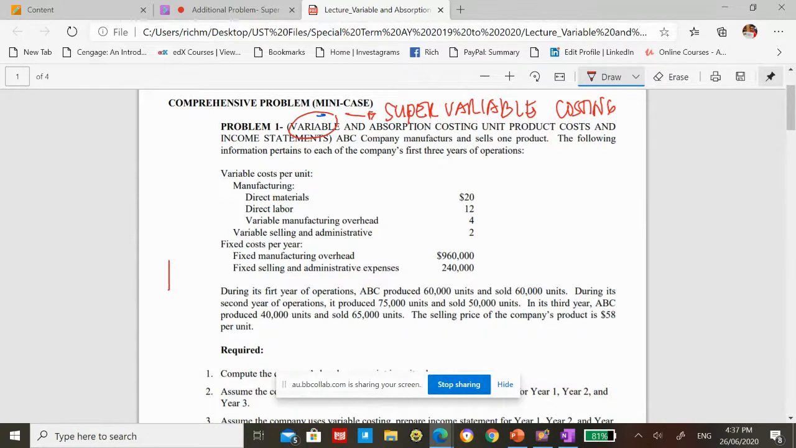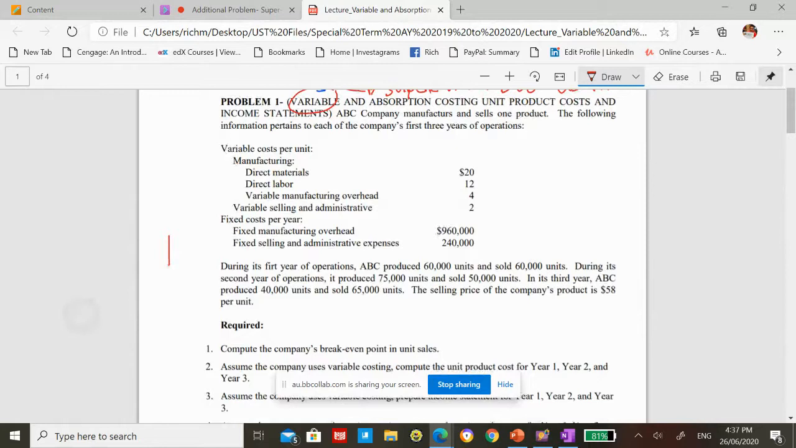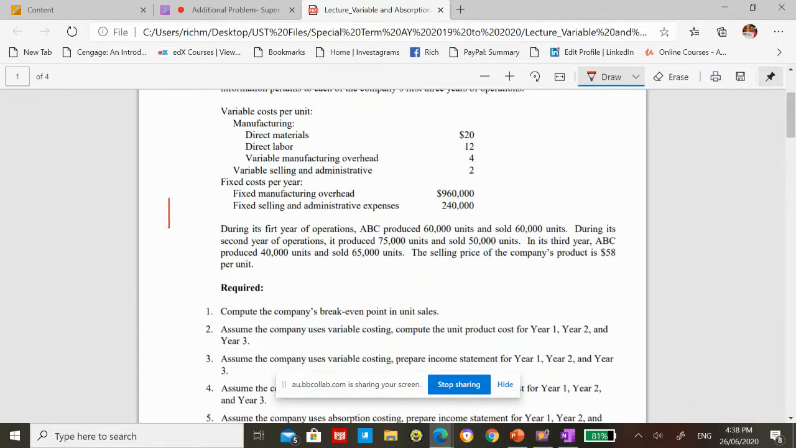Okay, so let's read the problem. ABC manufactures and sells one product. The following information pertains to each of the company's first 3 years of operation. So we have the variable costs: direct materials, direct labor, and variable manufacturing overhead, and also variable selling and admin expense. We also have fixed manufacturing overhead and fixed selling and admin expenses of 960,000 and 240,000.